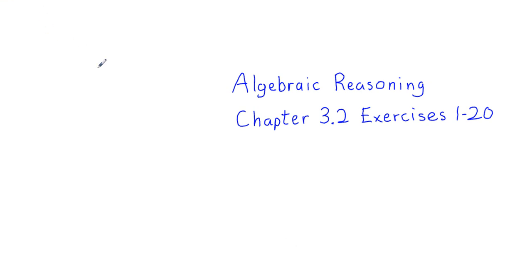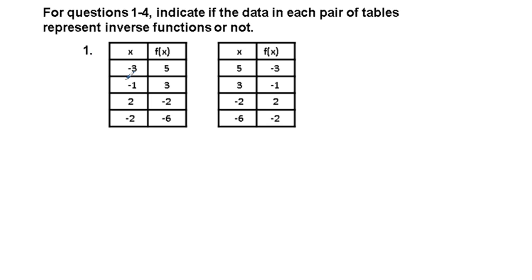Algebraic Reasoning, Chapter 3.2, Exercises 1 through 20. This section, 3.2, has to do with inverses of functions. And usually I've been breaking these up into smaller videos when we do this whole section, the odd number problems.